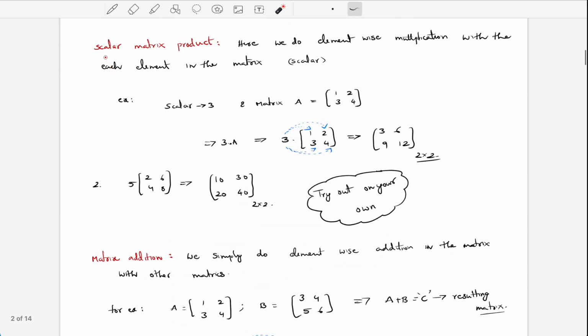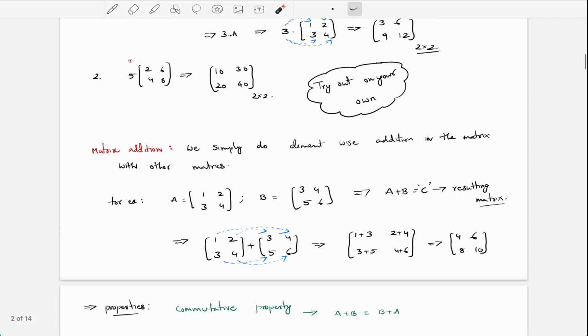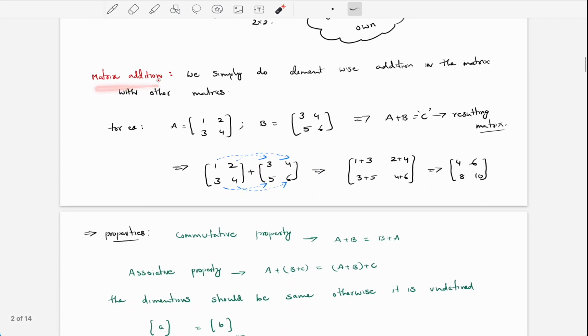After completing the scalar matrix product, we're going to discuss matrix addition. It's as simple as I said for vectors, adding these two, with a similar kind of thing. We simply do element-wise addition of a matrix with the other matrix.